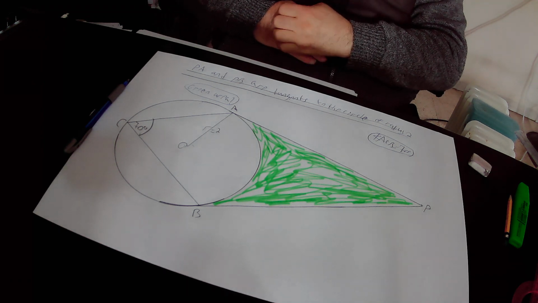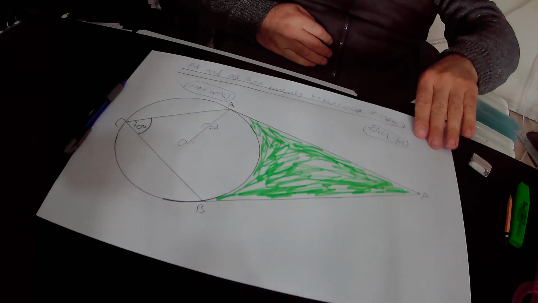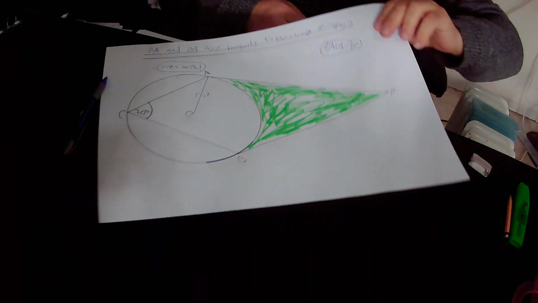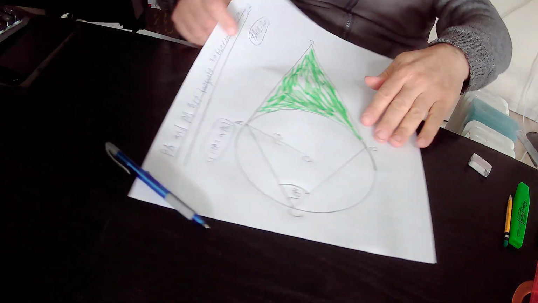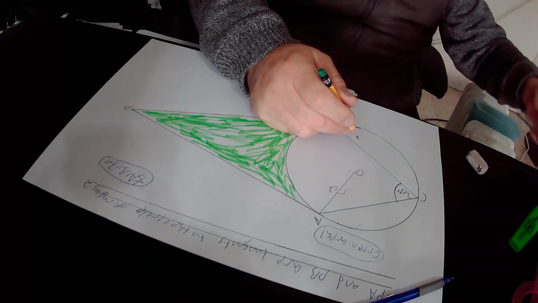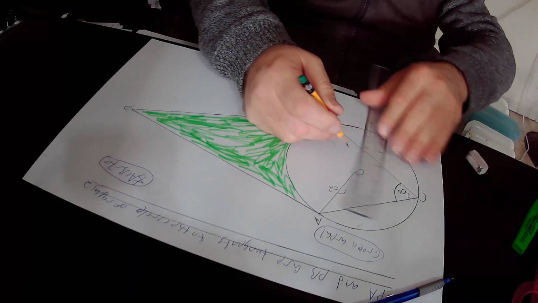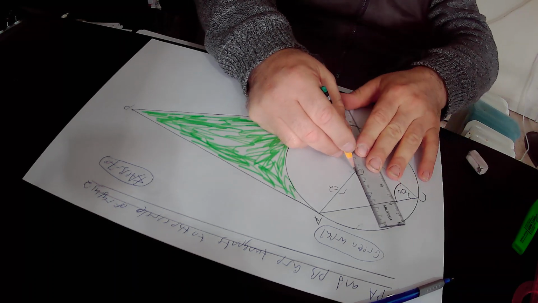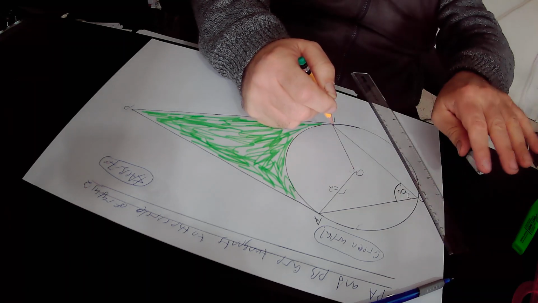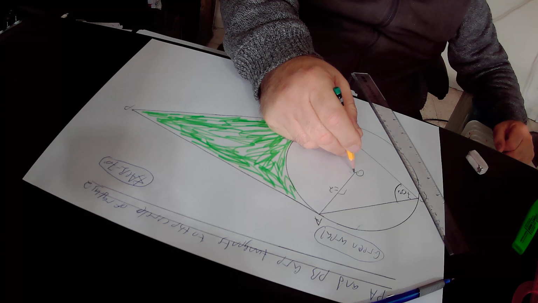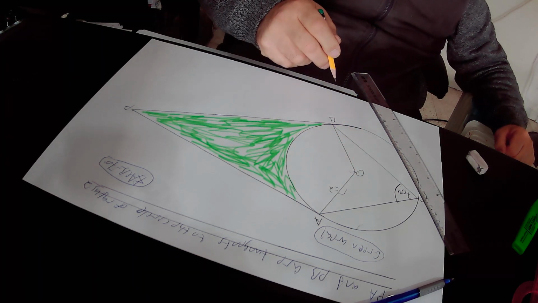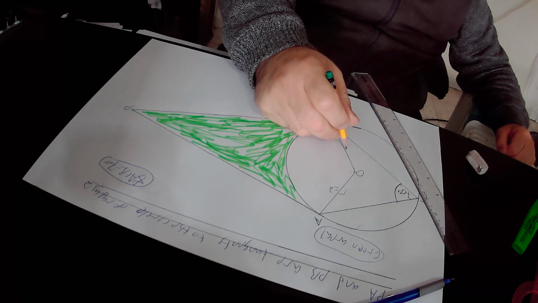So first of all, we join points O and B together by a straight line. Point O is of course the center of the circle. We join points O and B by a straight line. So, point O is the center of the circle. Point B is a point on the circle itself. Therefore, OB is the radius of this circle. That is equal to 2.